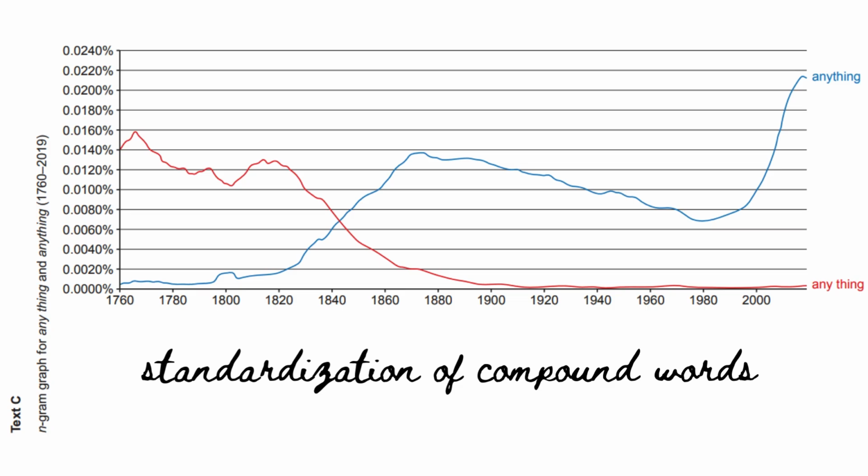This kind of evolution exemplifies a broader trend in English, the standardization of compound words. Many words in English were originally formed by combining two or more separate words. Over time, these combinations often became solidified as single words, leading to a more concise form of communication.